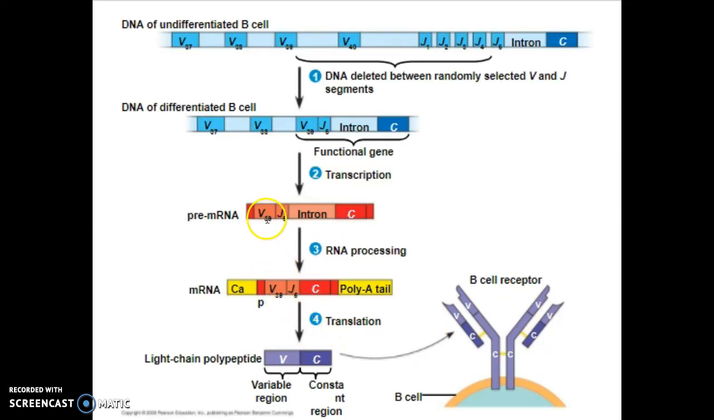Notice that the C constant region doesn't change. The variable region does change. So depending on which V we choose, we're going to have a different receptor. The constant region is still going to produce the constant region.